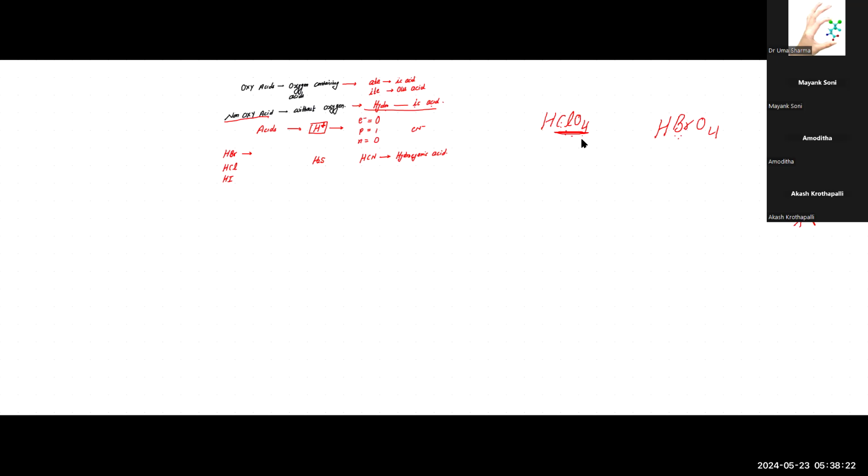Fluorine can gain only one electron. Fluorine cannot have more than one oxidation number, -1, because it is very electronegative and it can have only one more electron. You will learn that fluorine, oxygen, nitrogen are different from the rest of the family because of the absence of d orbital. So we are going to learn that.